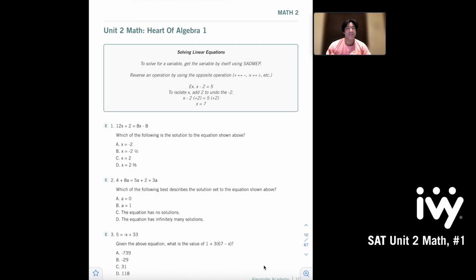Hi, welcome to Unit 2 of SAT Math, Heart of Algebra Part 1. Let's start off by solving linear equations.